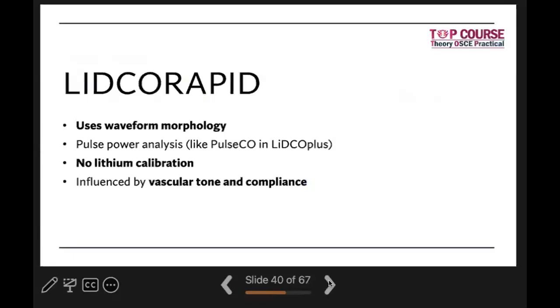There is another version, called LiDCO Rapid. Though the name says LiDCO, it doesn't use lithium dilution as a calibration. Actually, it is one of the uncalibrated devices. It mainly uses waveform morphology and pulse power analysis to detect the cardiac output. There is no lithium calibration with respect to LiDCO Rapid. This can be influenced by vascular tone and compliance, because we need an arterial line to see the pulse waveform. Whenever there are changes in arterial compliance, there will be changes in the cardiac output. I hope you understand. LiDCO plus is the one which uses lithium dilution. LiDCO Rapid, as the name suggests, is an uncalibrated device, and all it needs is a single arterial line.